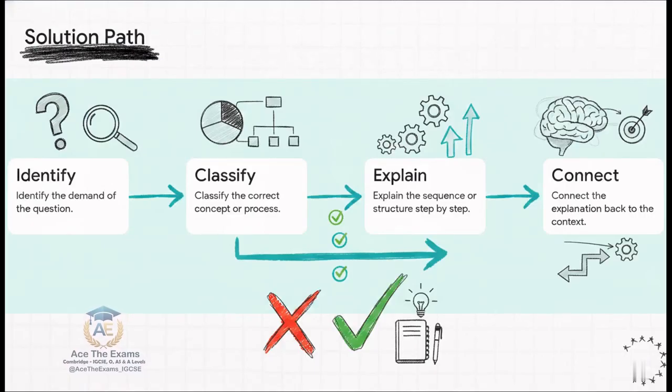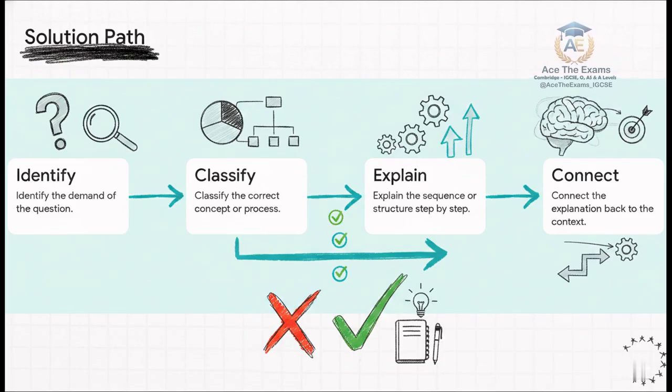Let's dive deep into this sequence because this is where the real transformation happens. Think of this as an interactive workshop. Step 1. Identify the question demand. You need to scan the data, look at the prompt, and find the command word. Is it asking you to describe, explain, compare, or evaluate? Step 2. Classify the correct concept. Are we talking about memory versus storage, compilers versus interpreters? You have to pin it down immediately.